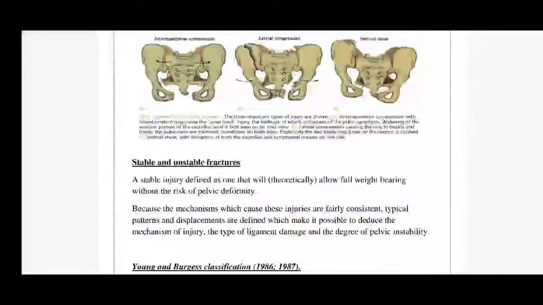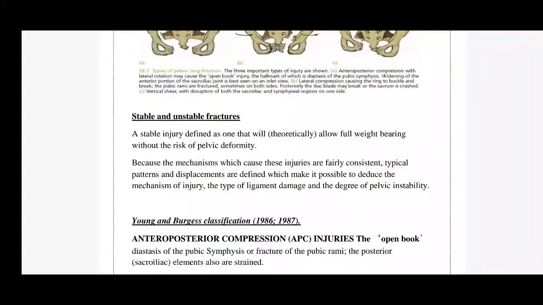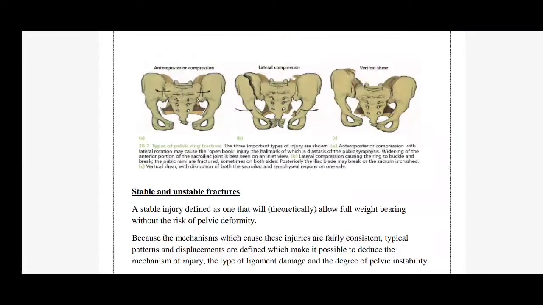What do we mean by stable and unstable fracture? Stable injury is defined as one that will theoretically allow full weight bearing without the risk of pelvic deformity, as I mentioned previously. Because the mechanism which causes these injuries is fairly consistent, typical patterns and displacement are defined, which make it possible to deduce the mechanism of injury, the type of ligament damage and the degree of pelvic instability, as I mentioned with the explanation for this photo.